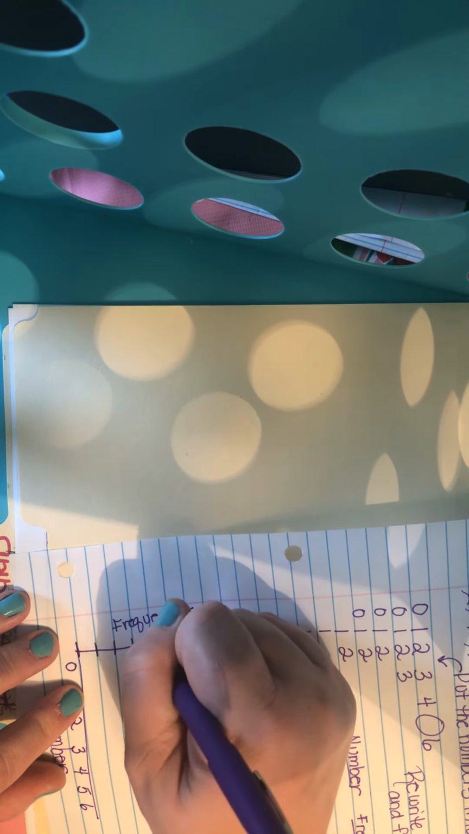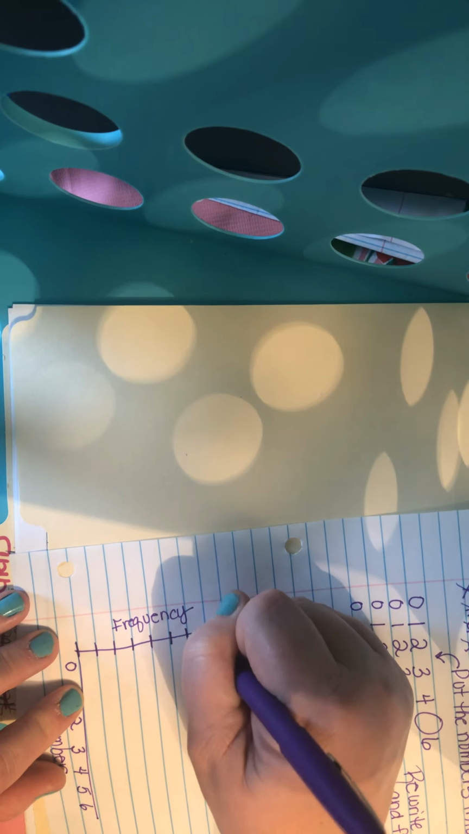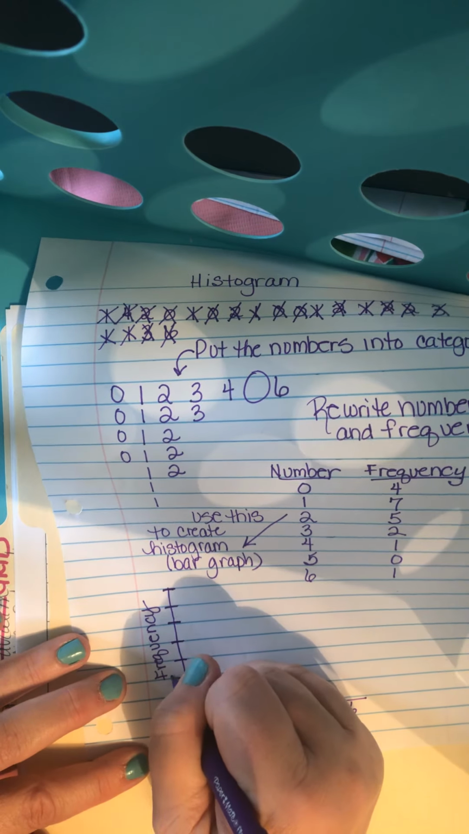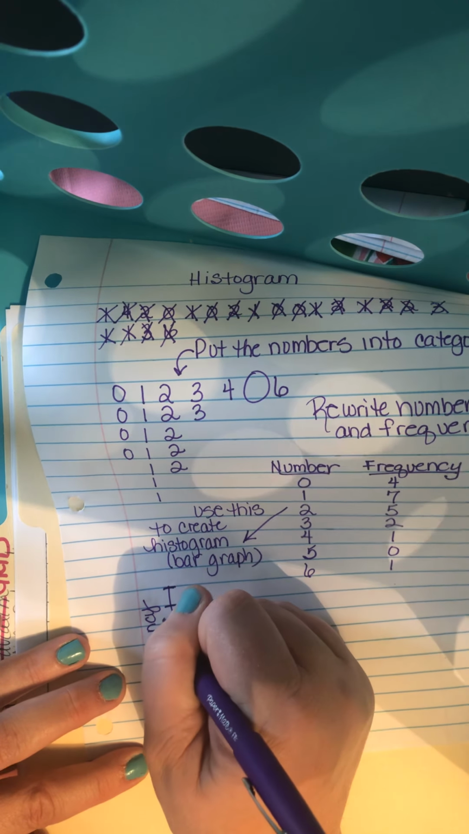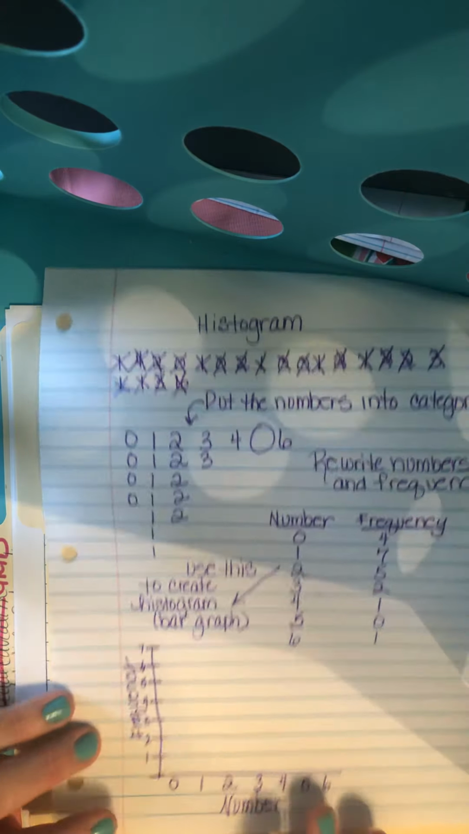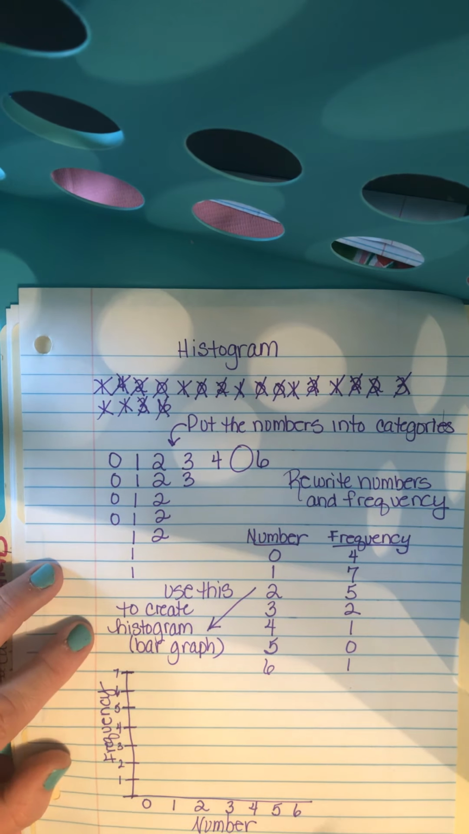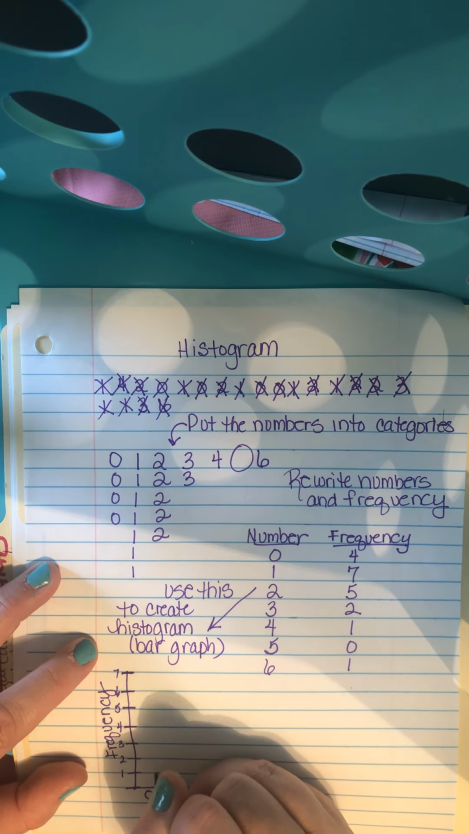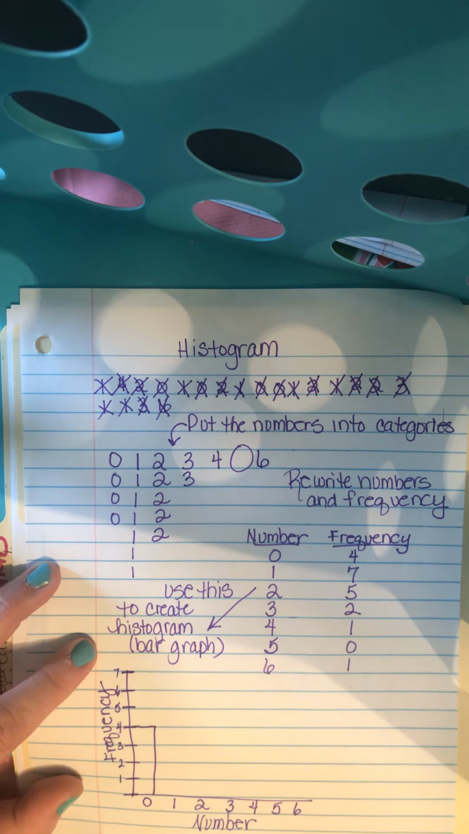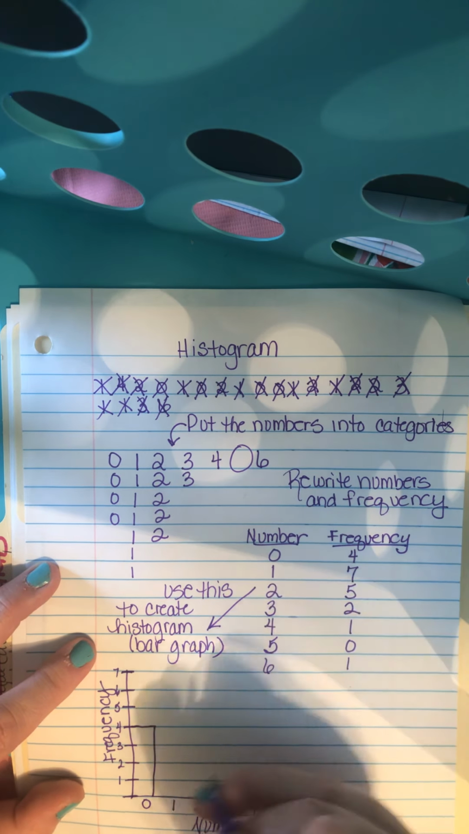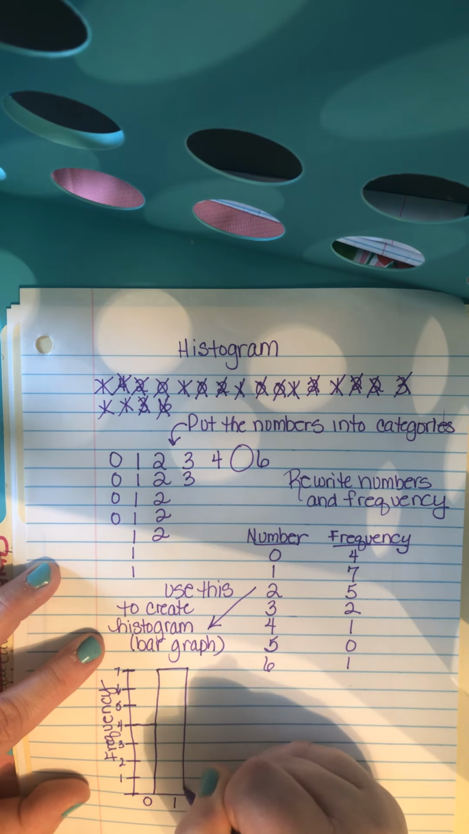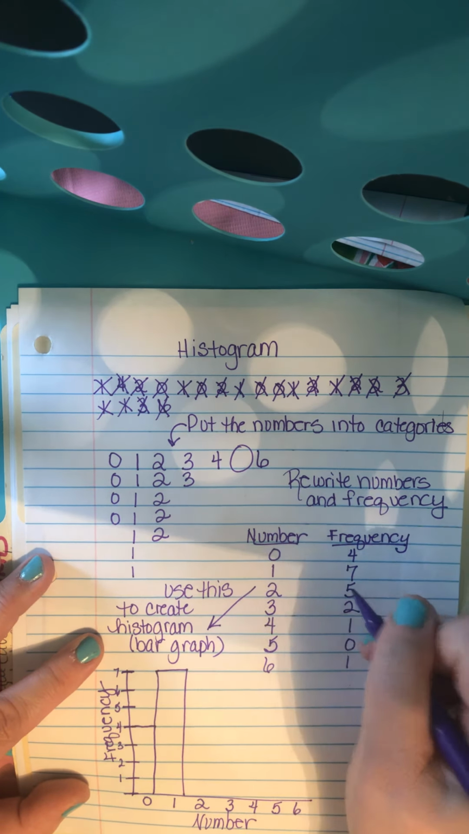Okay, so we have 0, 1, 2, 3, 4, 5, 6, 7. And I can label those if I want to. Now all we're going to do is create a bar graph. So for 0, we're going to do 4. We're going to take our bars up to 4 for 0. Okay. For 1, we're going to go all the way to 7. For 2, we're going to go to 5.